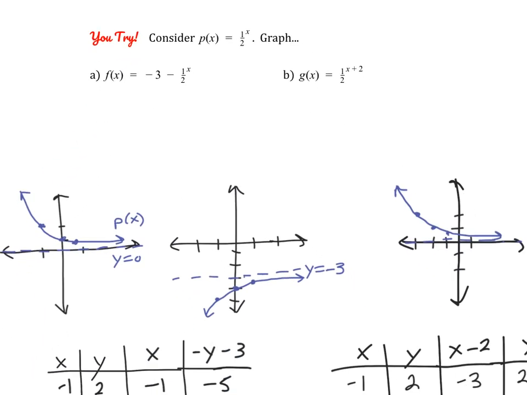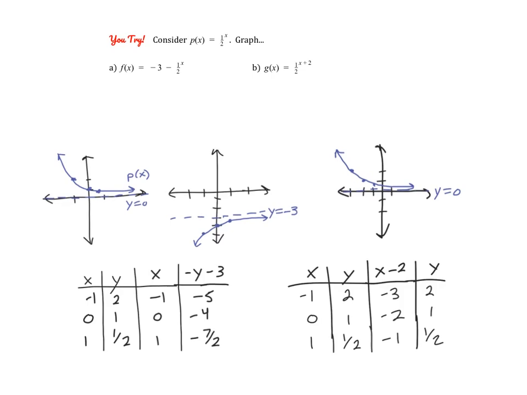Okay, let's check our answers here. So you can see here I drew our parent function. Since the base is between 0 and 1, we actually have an exponential decay. So here's the coordinates of my parent function here and here. And then you can see for f of x, the way we transformed it is by multiplying our y values by negative 1 and then subtracting 3. Our x values were unchanged, and these were our resulting coordinates, giving us a graph that looks like this.